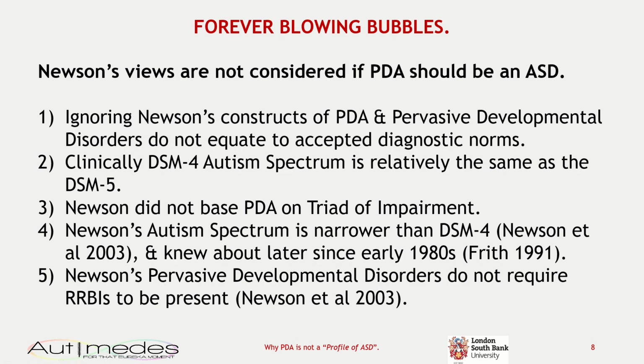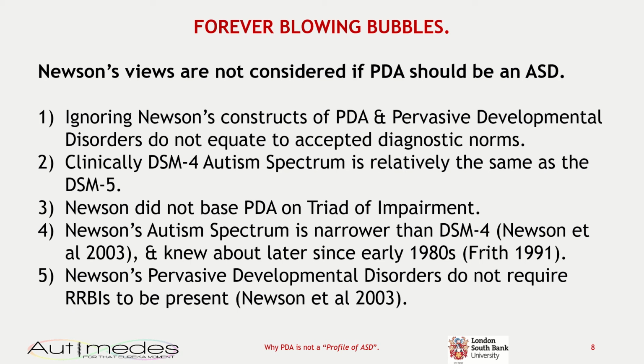These are not really considered if PDA should be part of the autism spectrum within the clinical literature, because if you actually engage in reading his work, it's quite difficult to view PDA as part of the autism spectrum. I'm going to go into it. Newson's constructs of PDA and pervasive mental disorders do not equate to accepted diagnostic norms and practices. Clinically, the DSM-4 autism spectrum is relatively the same as the DSM-5, because when the DSM-5 autism criteria were made, they were made to be directly comparable, so you can grandfather DSM-4 autism subtypes into the DSM-5 ones. They were made to be equivalent. So we know that any issues with fitting PDA in the autism spectrum in the DSM-4 make it problematic fitting within the DSM-5 autism spectrum criteria.